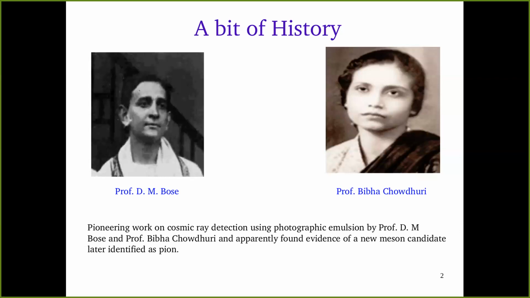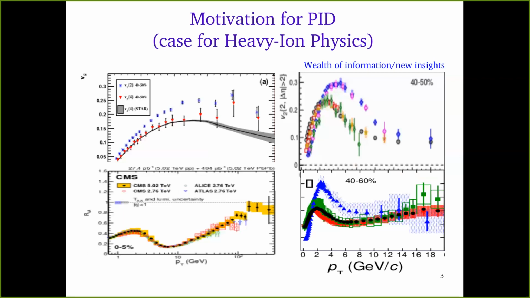Now, with this history in hand, let's move on to our motivation for doing particle identification from the perspective of heavy ion physics. I will very briefly tell you why we are so willing to do PID. Just compare the plots on the left and the right hand side. The plots on the left are about the V2 and RAA of charged particles. I'm not going to explain V2 and RAA because I presume you already know what these quantities are. Contrast them with the plot on the right side, which shows the same quantities, V2 and RAA, but for identified particles.